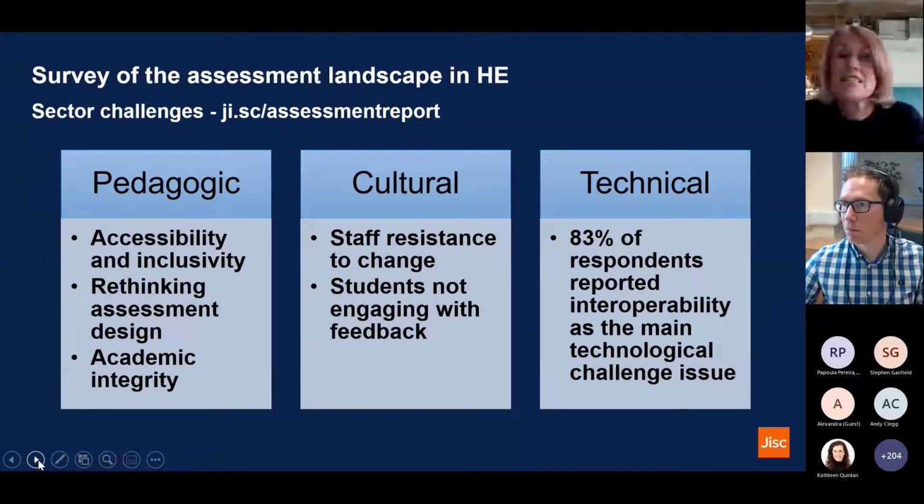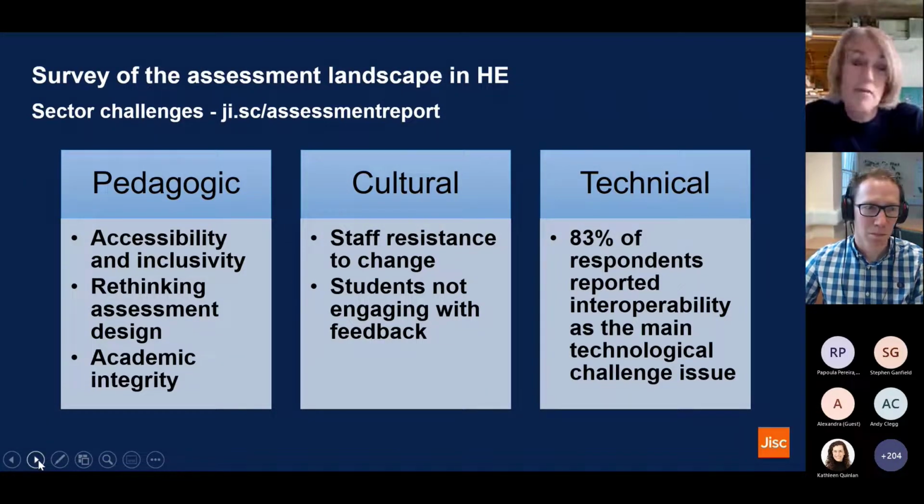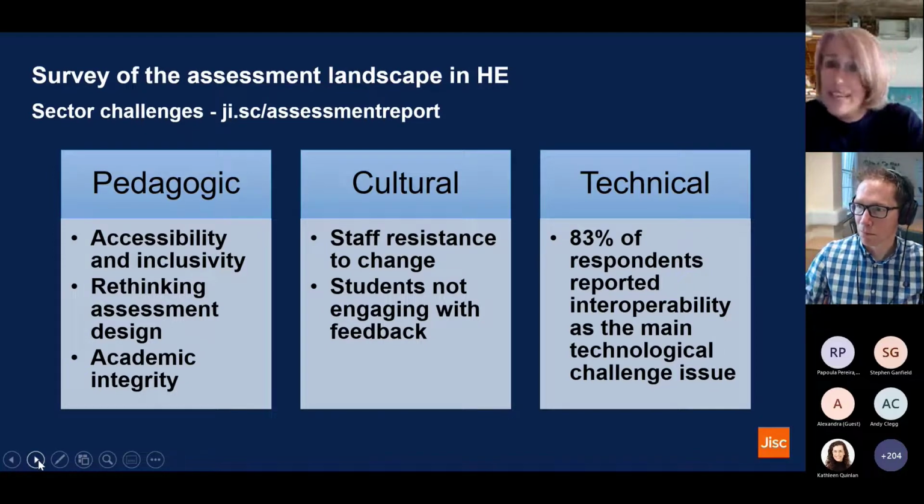And we conducted a survey ourselves of the assessment landscape towards the end of 2021. And no surprise, some of those themes and some of those words came up in the survey responses that we received back from members in higher education. You'll see there we've broken down those challenge areas into pedagogic, cultural and technical.